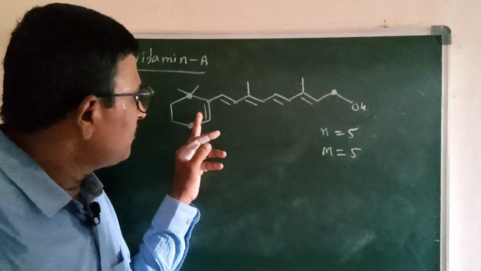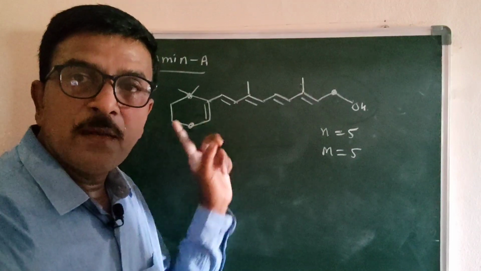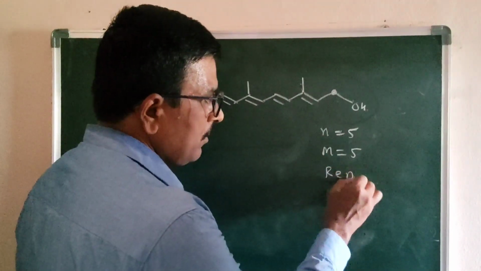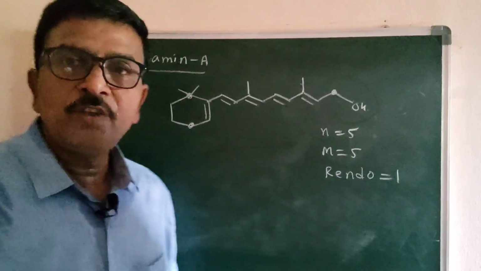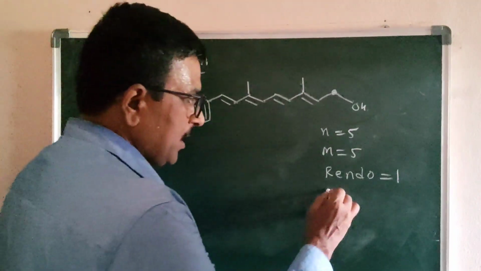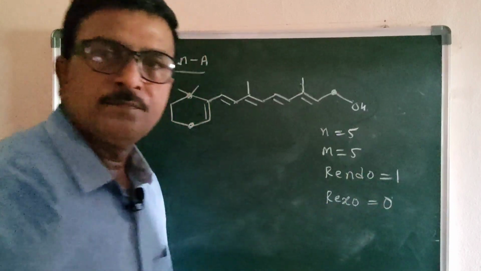Now this double bond is an endocyclic double bond. So one endocyclic double bond, R endo is equal to 1. Exocyclic double bonds are absent. There is no exocyclic double bond. R exo is equal to 0.